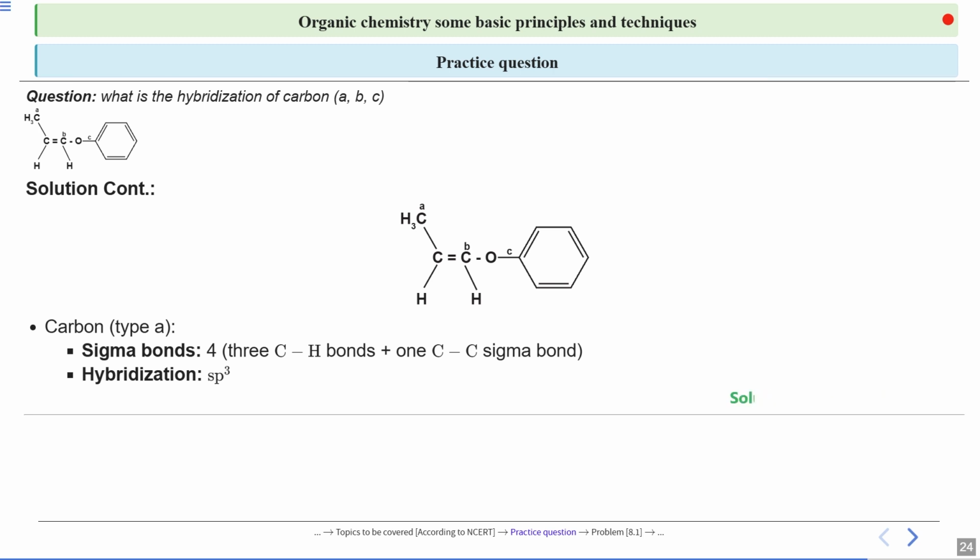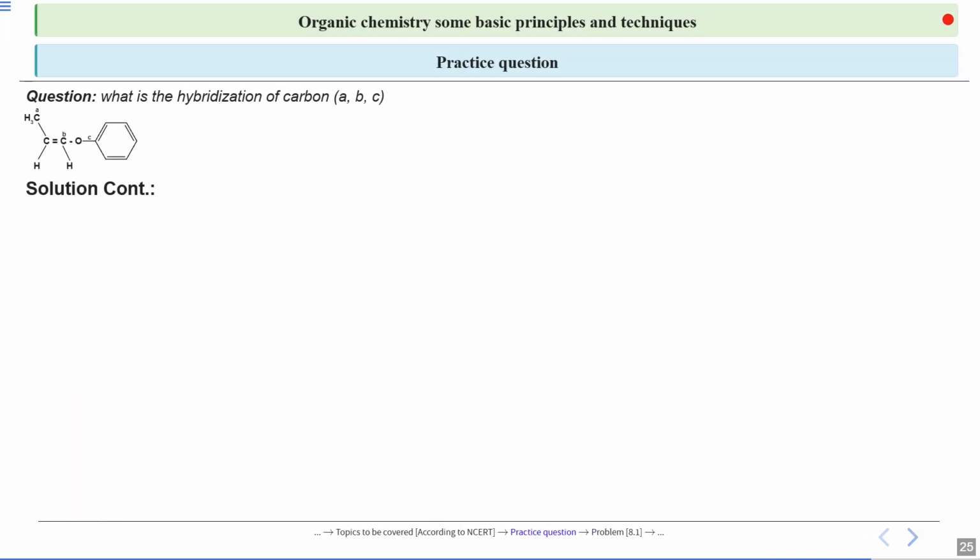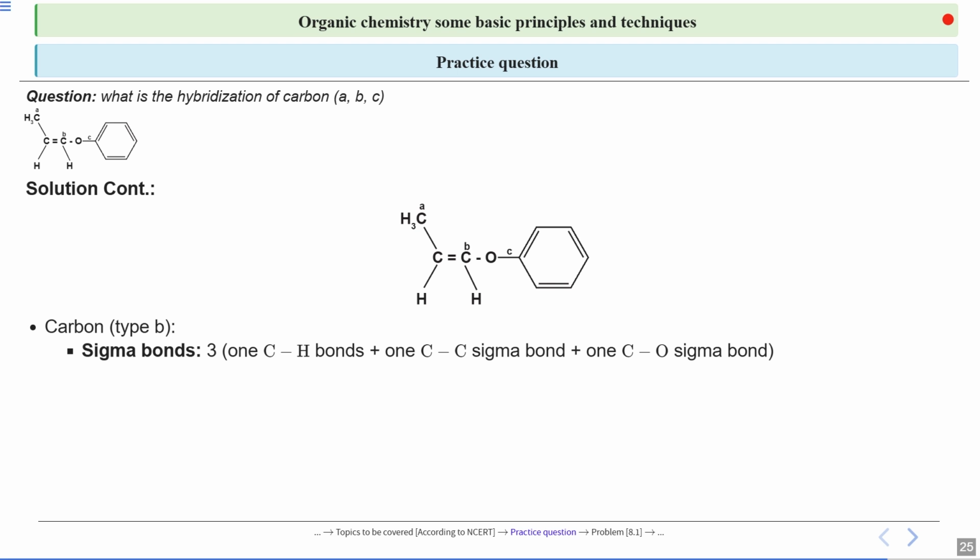Then our next carbon is carbon number B. In this carbon number B, what do we have? We have 3 sigma bonds. Why 3 sigma bonds? Because 1 is attached to the oxygen, right? Then we have a carbon-hydrogen single bond. Then we have a carbon-carbon double bond. This carbon-carbon double bond will give you 1 sigma bond. Carbon-hydrogen will give you 1 sigma bond, and the carbon-oxygen will give you 1 sigma bond. If there are 3 sigma bonds, that means the hybridization will be sp2.